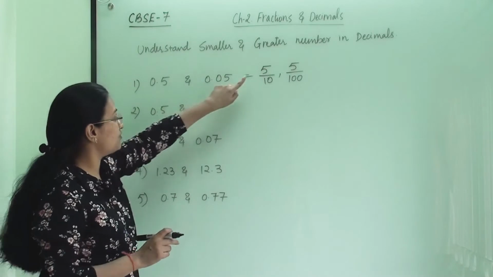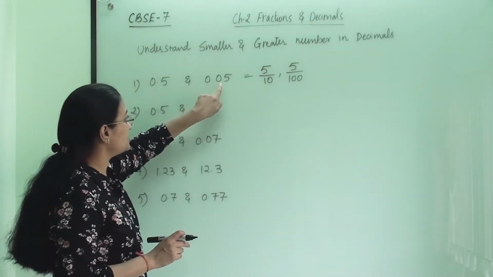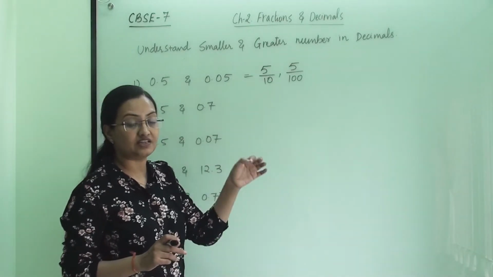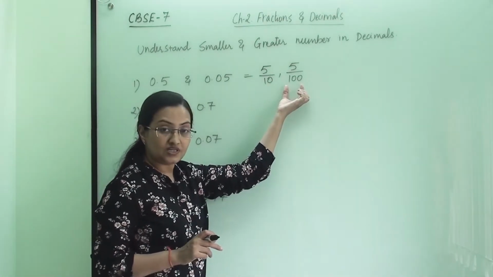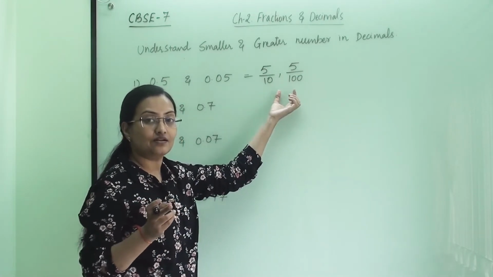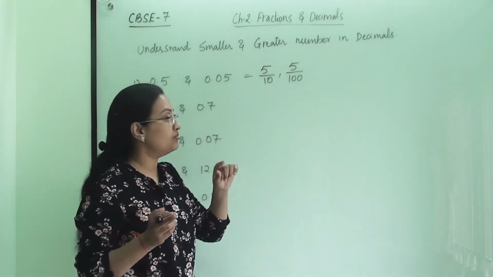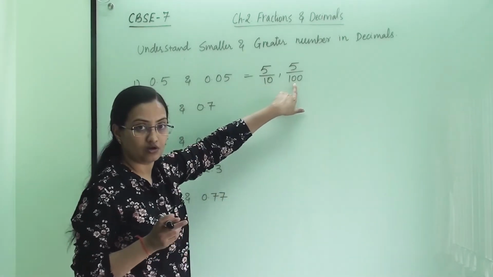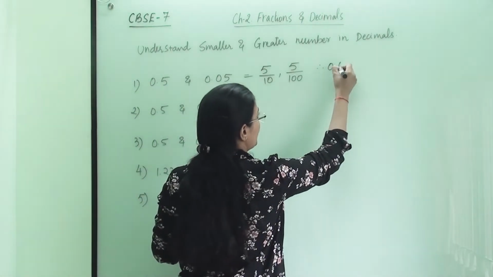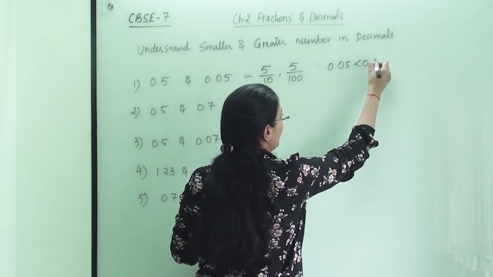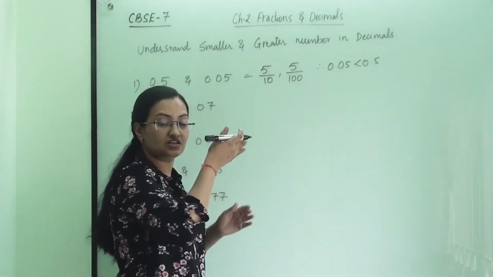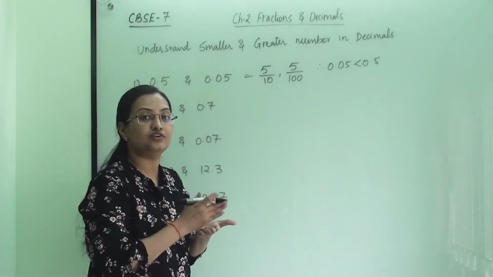Now 0.5 means 5 divided by 10, and 0.05 means 5 divided by 100. This category is very simple: the number in which the denominator is more will be the smaller. So here this number is smaller. In this case, 0.05 is smaller than 0.5 because its denominator is more, so that number's value will reduce.